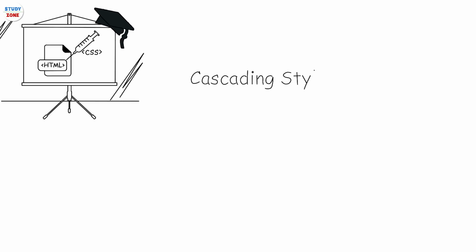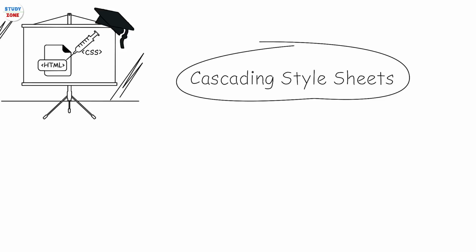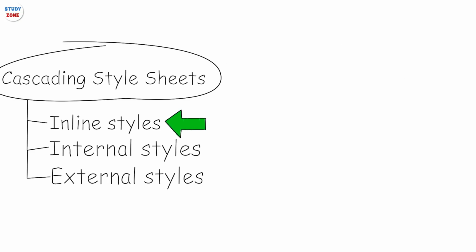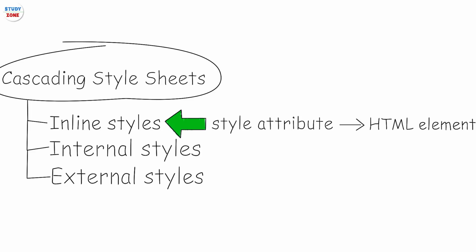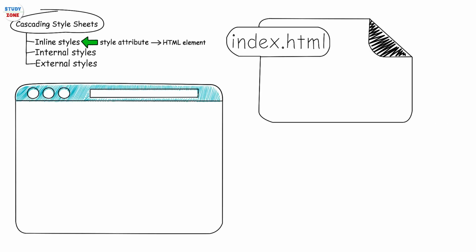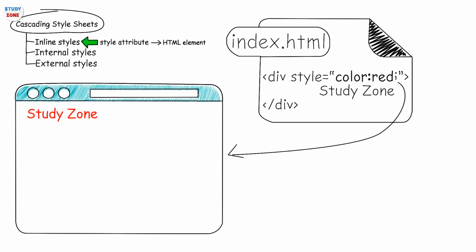Cascading style sheets can be used in three different ways in your web page: inline styles, internal styles, and external styles. Let's first talk about inline styles. In this approach, we write the styles using the style attribute within the HTML element. Let's have a look at this simple code. In this example, we are going to apply red color to the text of this div element.